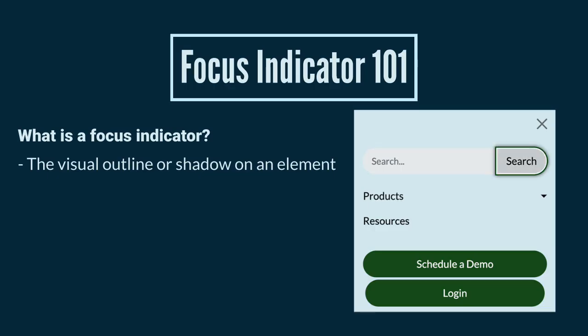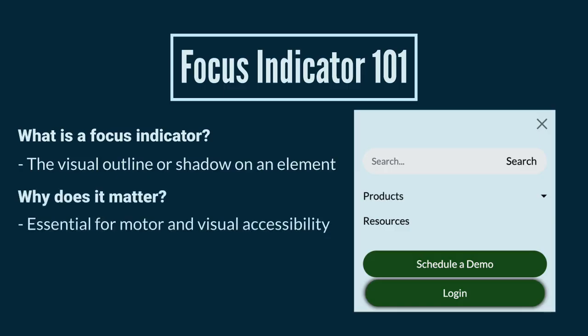It's the outline or highlight that tells you exactly where you are on the page as you tab through. On the right is an example of someone tabbing through a navigation menu with the focus indicator as a guide. For people with motor disabilities or low vision, these indicators are the only way they see where they are on a page while using a keyboard.